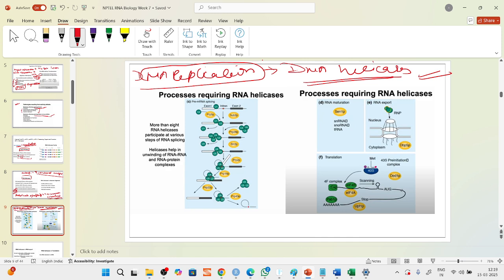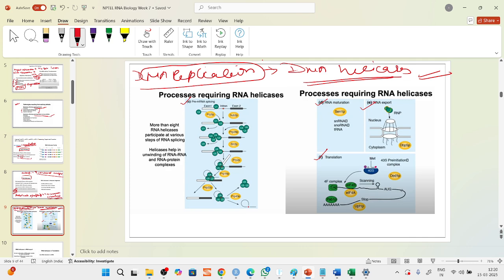So these RNA helicases are required during pre-mRNA splicing, during RNA maturation, during RNA export, during the translation process. So you can see that these RNA helicases have multiple roles. They are required at so many levels. They are required for the splicing, for the maturation of RNA, for the export of RNA, and for the translation events to happen. So there are multiple roles of these RNA helicases.